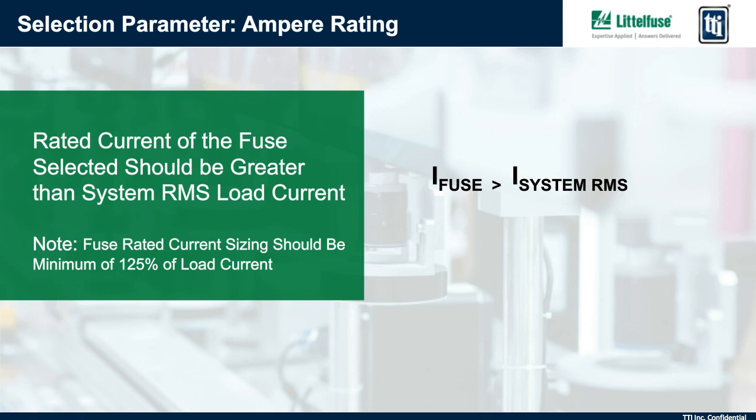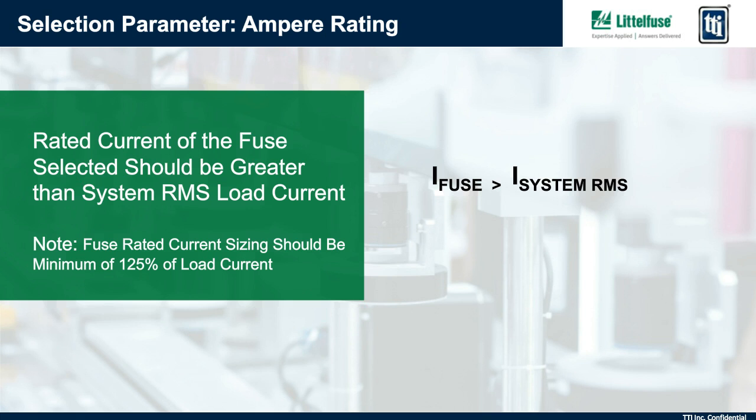Ampere rating. The rated current of the fuse selected should be greater than the system RMS load current. So it's important to note the RMS load current. Many loads for semiconductor fuses have varying loads, cyclic loads in some fashion. So the RMS portion of this is quite important to calculate, and then use that value to estimate what your fuse rating would be.